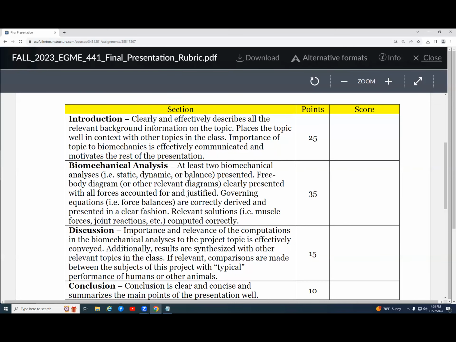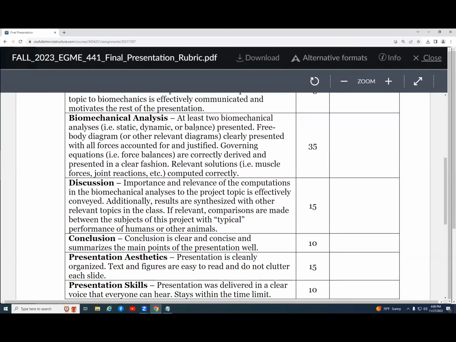And so the next section is a section called discussion. Discussion is an important section as well. In the discussion section, what I'm looking for is to take the results of what you obtained in your biomechanical analysis and discuss them, analyze them, and talk about why they're important to your topic. The way I see this is that in the biomechanical analysis, you're primarily just doing computations. In discussion, you're discussing why those computations are important, why they're relevant.